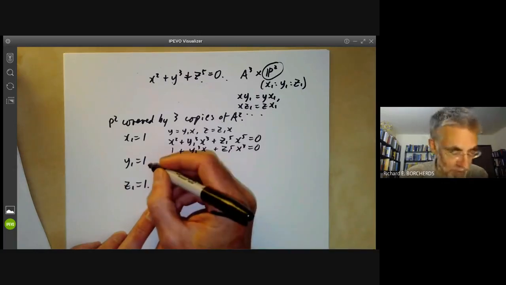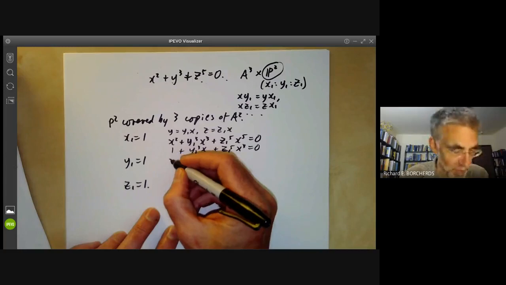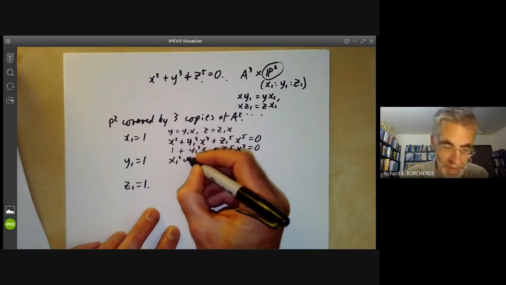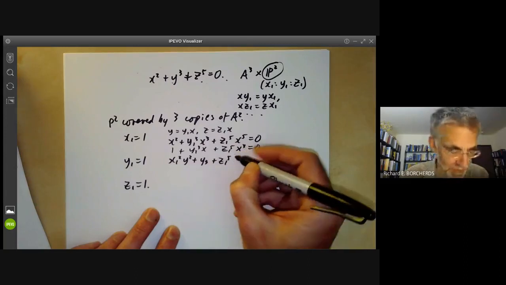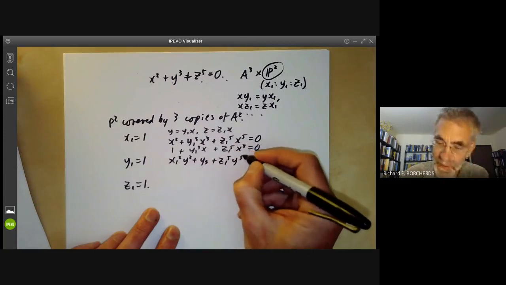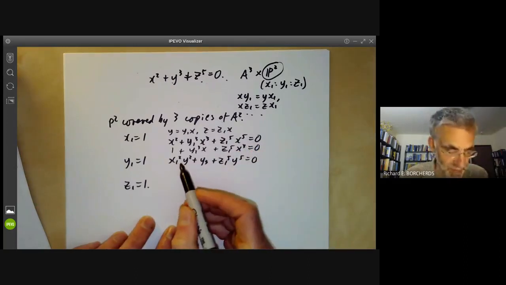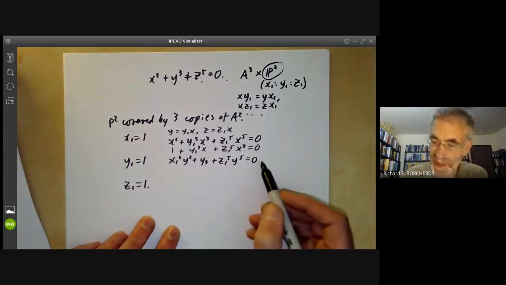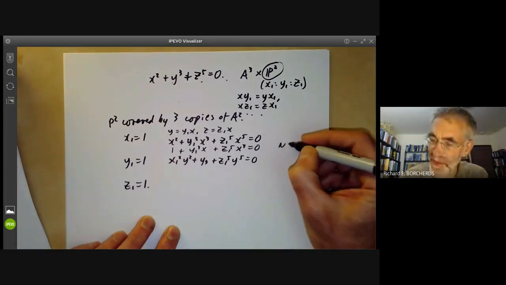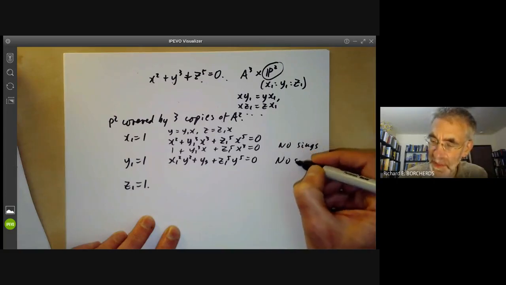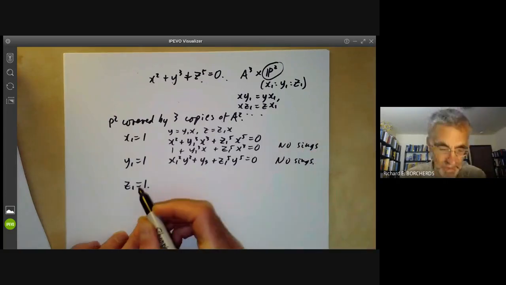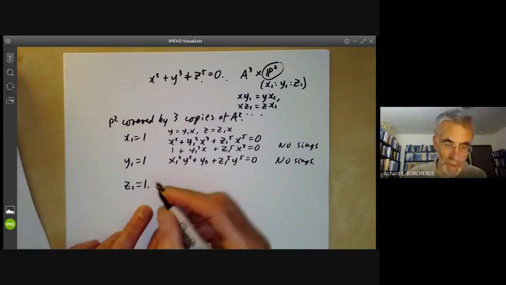And for y1 equals 1, we get something similar. We get x1 squared y squared plus y cubed plus z1 to the 5 y to the 5 equals 0. And we can take out the factor of y squared. And again, this has no singularities. So there are no singularities there, no singularities there. Finally, we have to look at z1 equals 1.